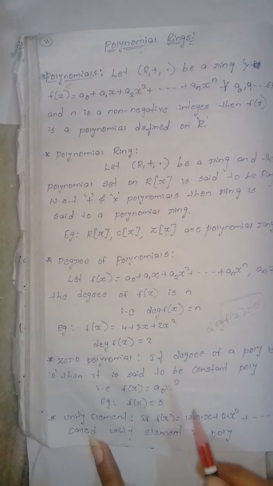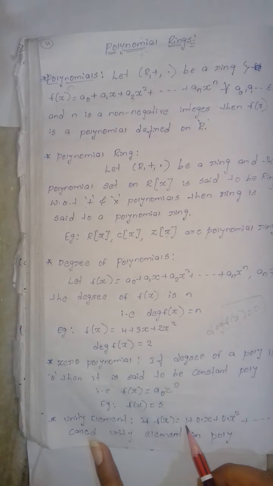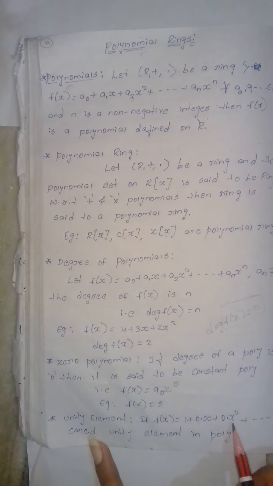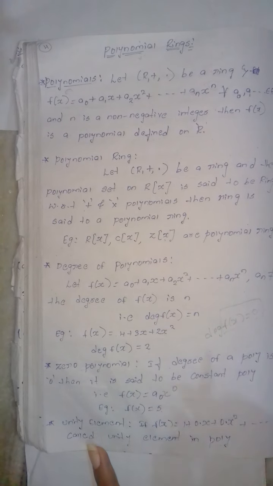Unity element. If f of x equals unity, means 1, this polynomial f of x can be written as 1 plus 0 dot x plus 0 dot x square, and it is called the unity element in polynomials.